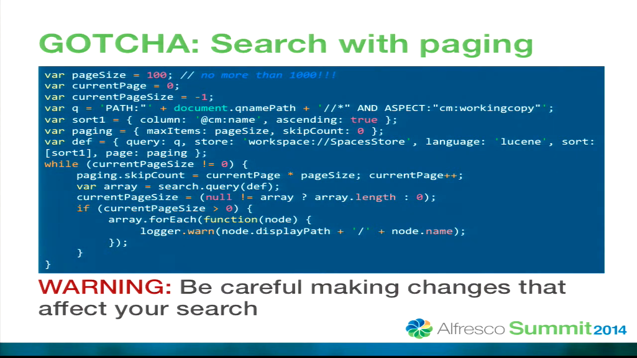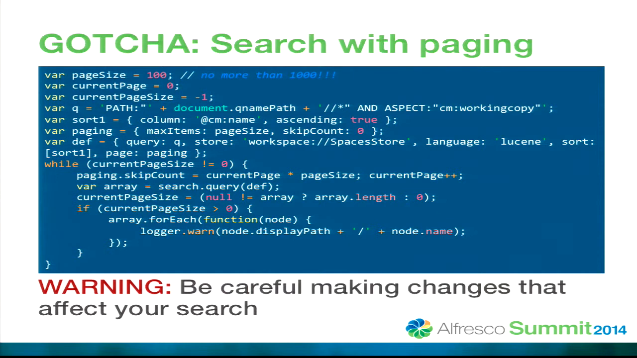There is a paging root object that makes it a little bit easier to set up the page size and go through this whole process. I've done it raw here, where I've created the paging object, which has a maximum number of items, a page size and a skip count. So the way that paging works is you run a query and you say, give me 100 items, starting at the first item, or the 100th item, or the 200th item.